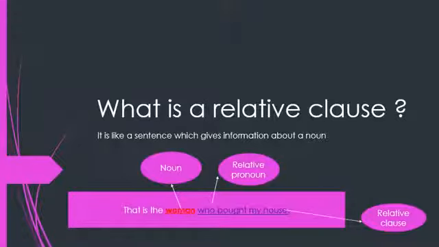هاي هي جملة which gives information. شو أعطتني معلومة عن الwoman؟ إنها اشترت البيت. So, a relative clause is a sentence. It's like a sentence which gives information about a noun.